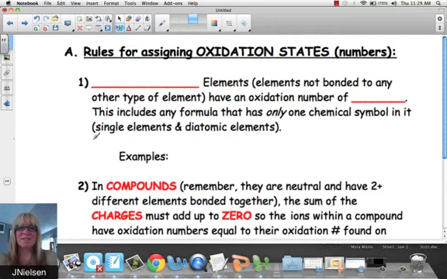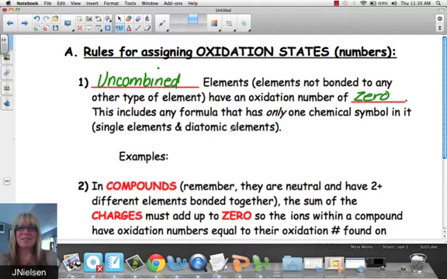Now, unfortunately, there's some special rules for assigning oxidation numbers. Pretty much most of them are common sense, but there are a few exceptions to the rules that you will have to memorize. So uncombined elements, meaning those elements that are not bonded to any other type of element, have an oxidation number of 0. We sometimes also call this elements in the free state.